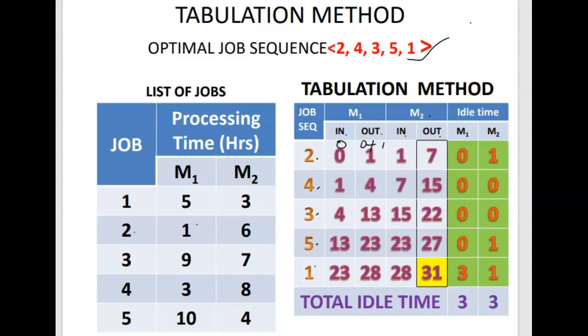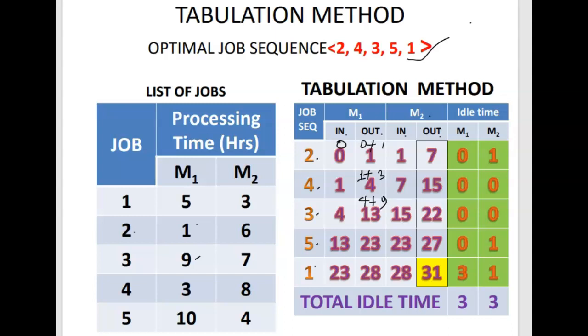It will come into job 4. The out time will be the same as the in time for the next job. It will come in at 1 hour. How many hours is job 4 going to spend in machine 1? 3 hours. This is 1 plus 3. The next job is job 3. The out time is 4, so it will come in at 4. It's going to spend 9 hours, so it will be 4 plus 9. It will be out at 13 hours.